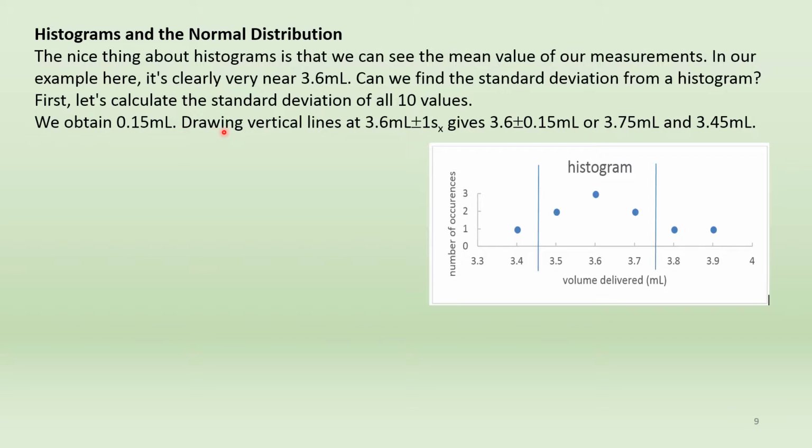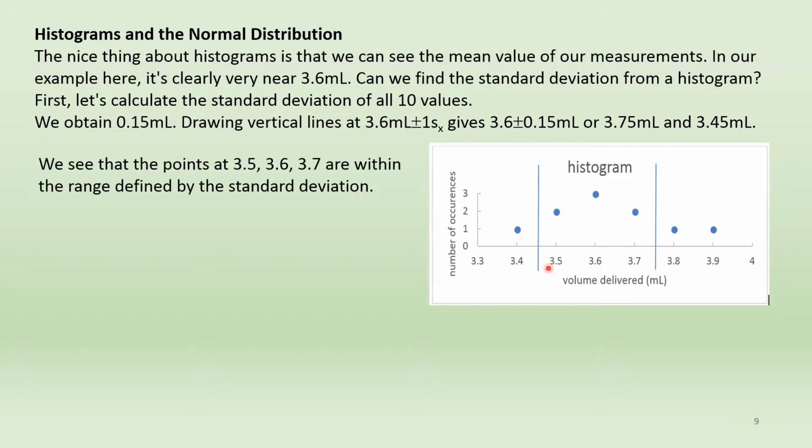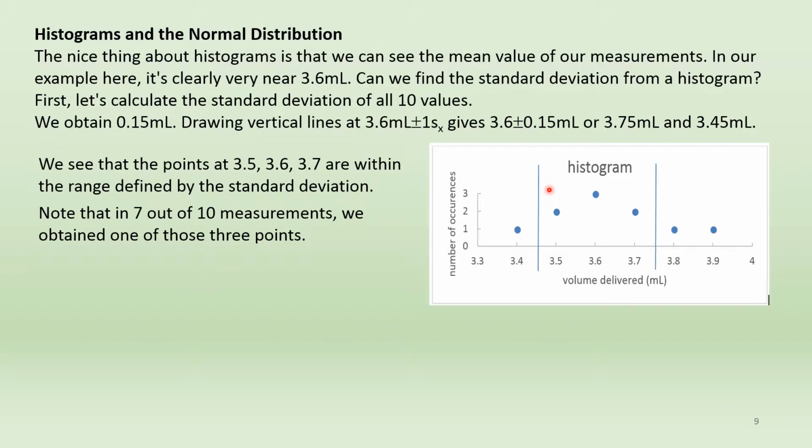And if we were to draw vertical lines at 3.6 mL plus or minus 1 standard deviation, that is plus or minus 0.15 mL, we get values of 3.75 to 3.45. We see that 3.5, 3.6, and 3.7 are within the range defined by 1 standard deviation. And we note that 7 of the 10 measurements obtained are one of these 3 points. So 3.5 occurred twice, this one occurred 3 times, that's 5, and 2 more here. 7 of the 10 measurements fall within this range.